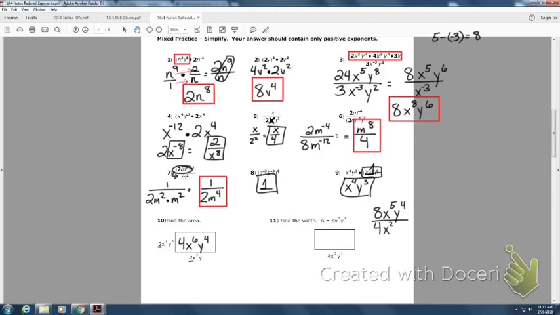So what do I do with the 8 and the 4? You divide them. I divide them. What do I do with the exponents? You subtract them. I subtract. So 5 minus 2 is 3. 4 minus 3 is 1, so I just have y there. Alright?